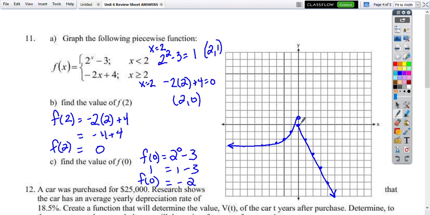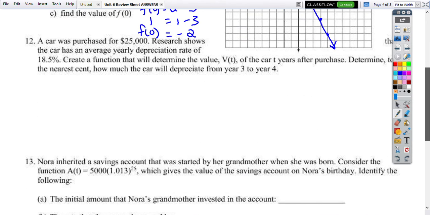I could also check on the graph when x is 0. That's right here. And then I can see, let me plug it in. Oh, it's right here. That's right, wrong graph. We can just check the graph.